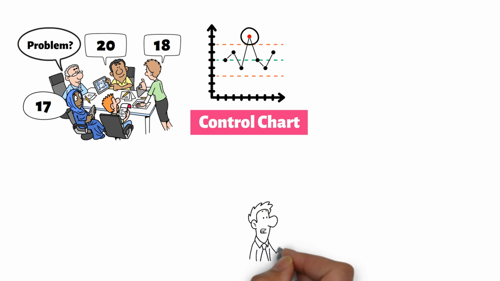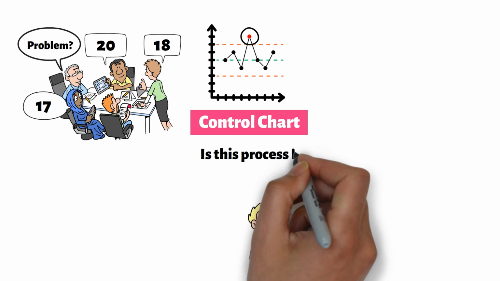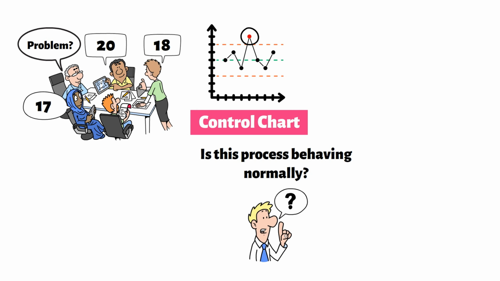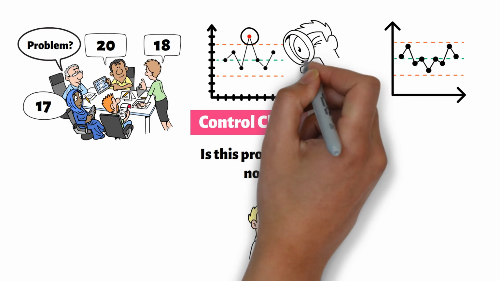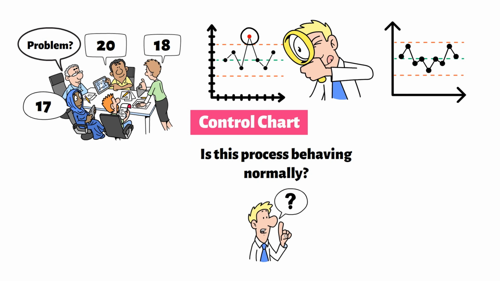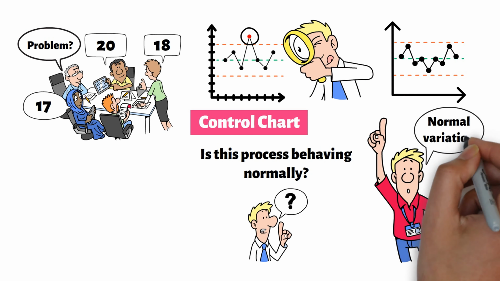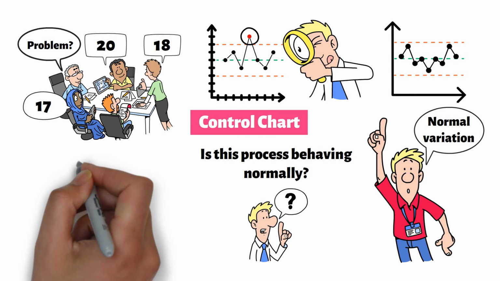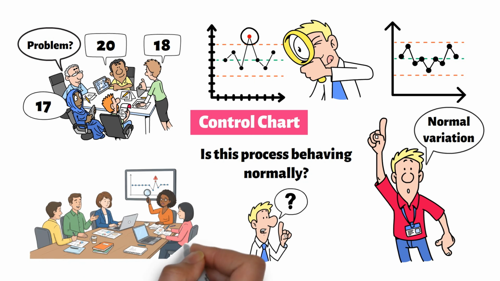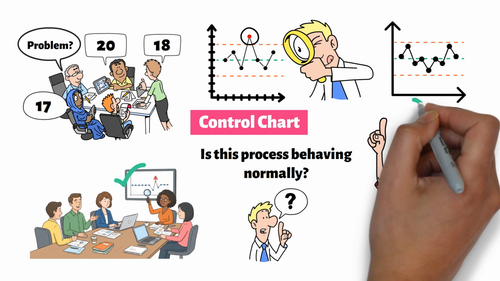A control chart helps answer a simple question: is this process behaving normally? If the variation is normal, the project manager should continue monitoring. If the variation is unusual, the project manager should investigate further. One of the biggest mistakes organizations make is overreacting to normal variation. Another common mistake is ignoring signals that indicate a real process problem. Control charts help avoid both mistakes.